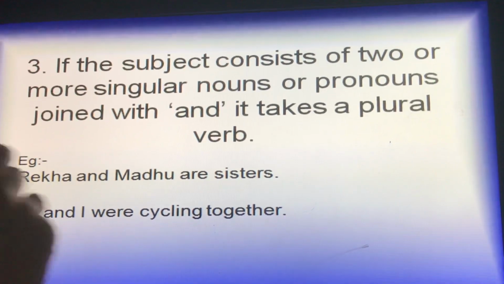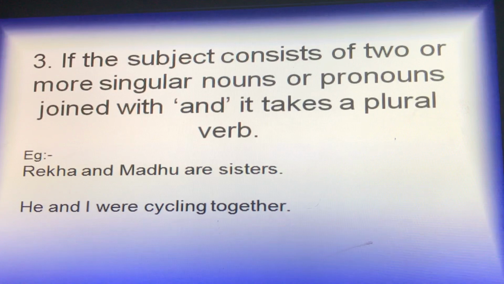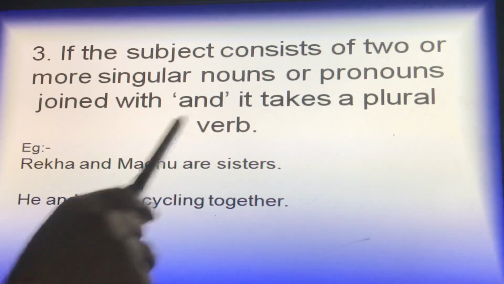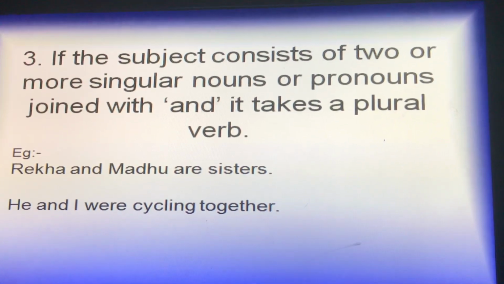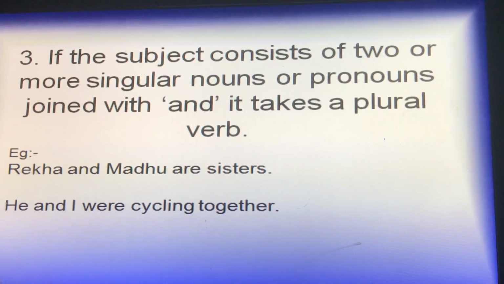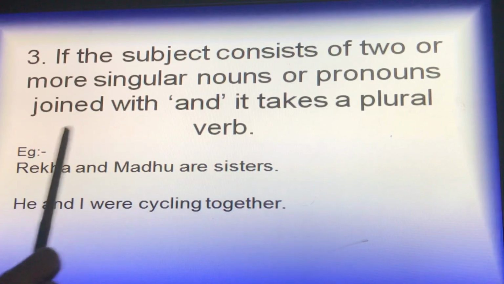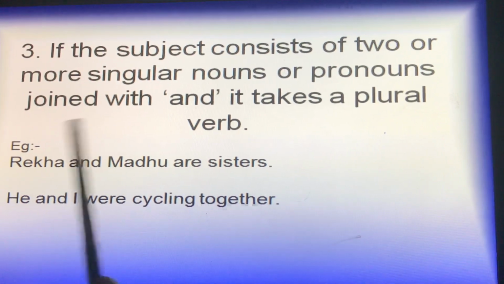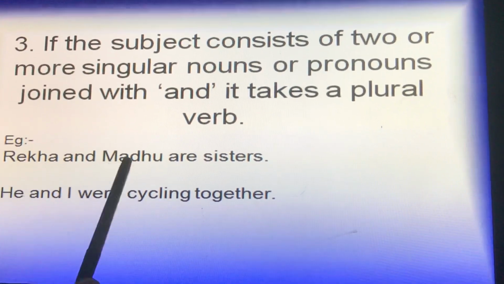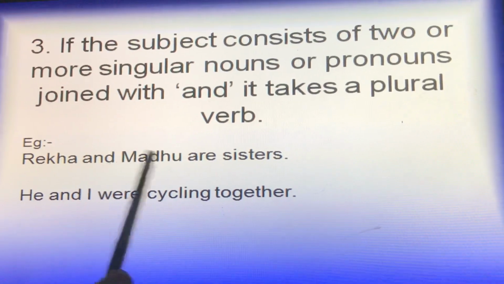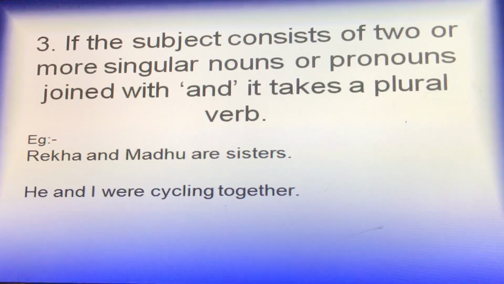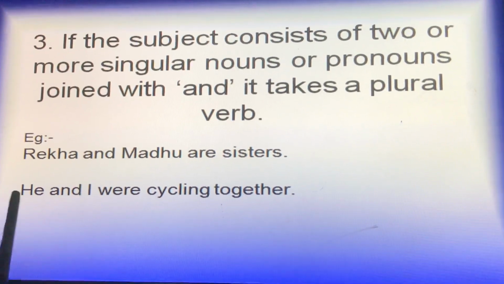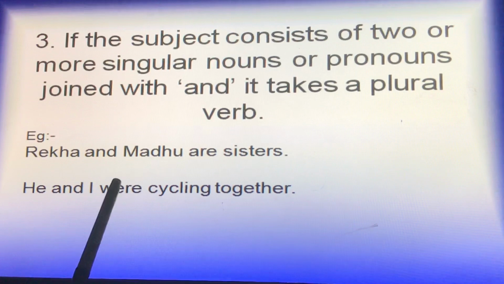Third rule: if the subject consists of two or more singular nouns or pronouns joined with "and", then it takes a plural verb. See the examples. Rekha and Madhu are sisters. He and I were cycling together. Rekha and Madhu both are nouns and plural because they are more than one, so the verb is also plural. He and I are pronouns and we are using a plural verb.